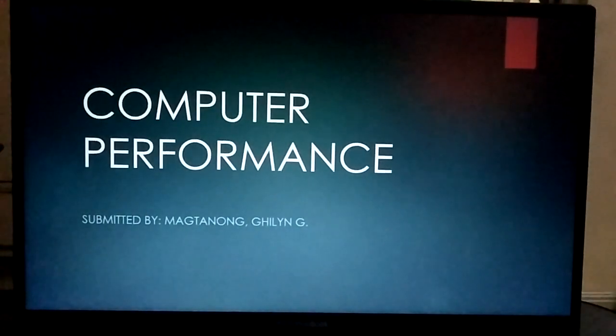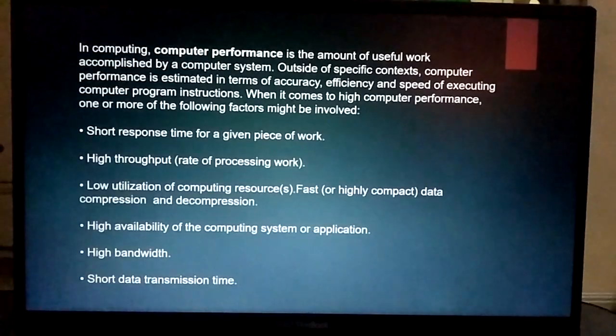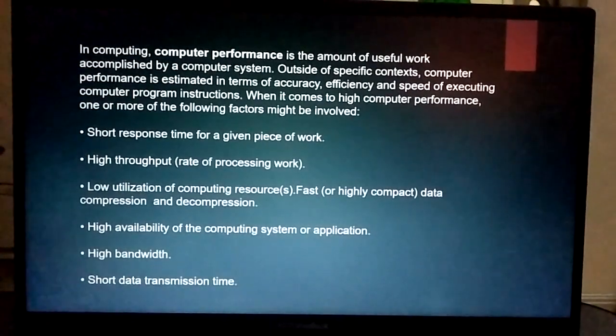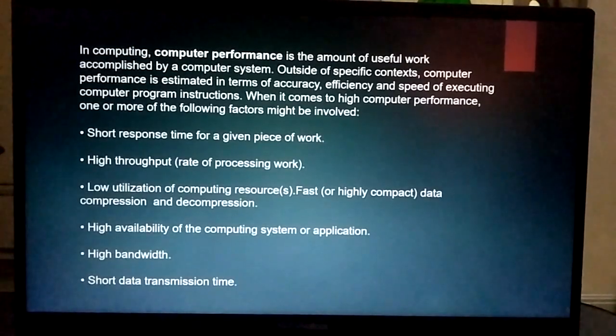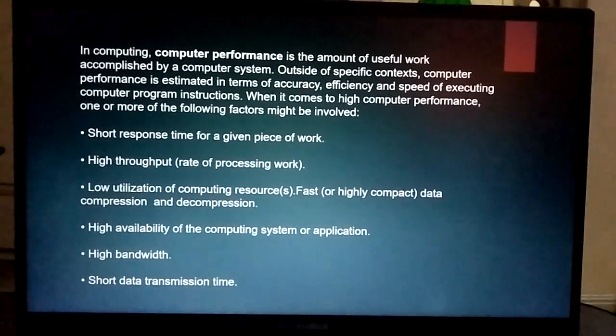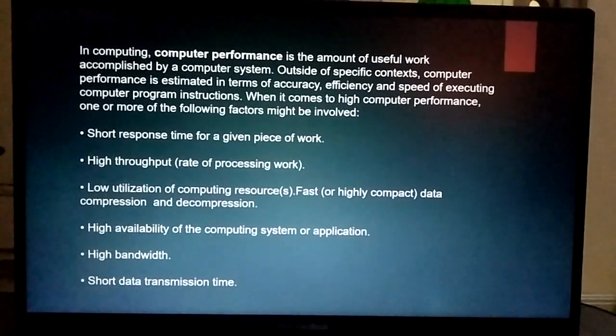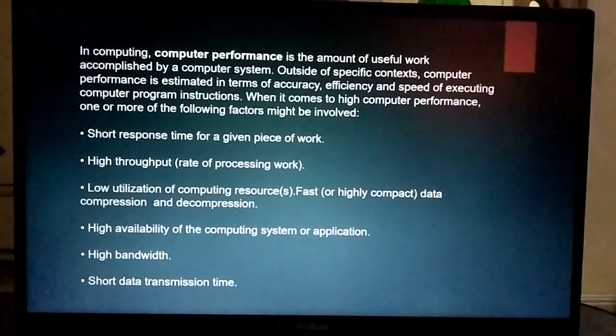Computer performance. In computing, computer performance is the amount of useful work accomplished by a computer system outside of specific context. Computer performance is estimated in terms of accuracy, efficiency, and speed of executing computer program instructions.